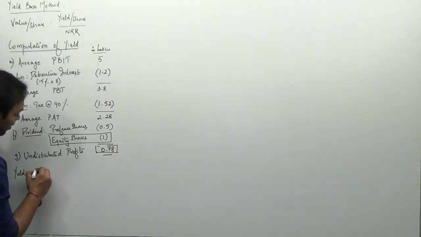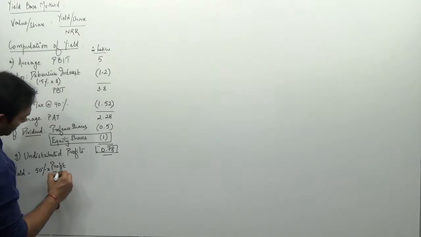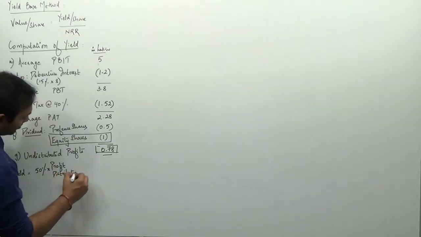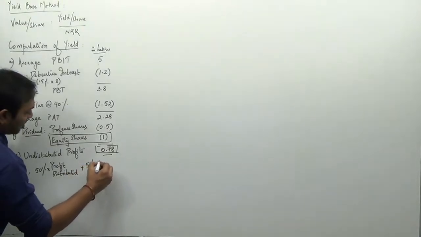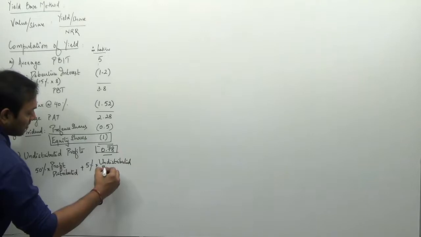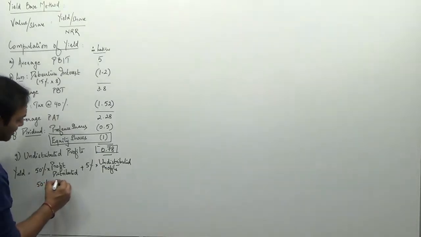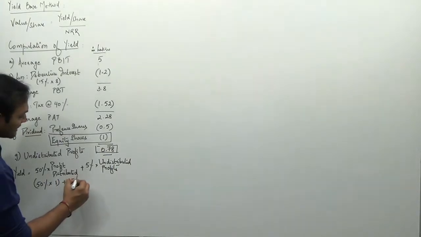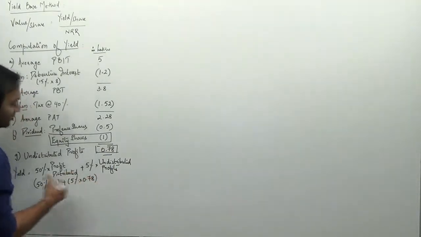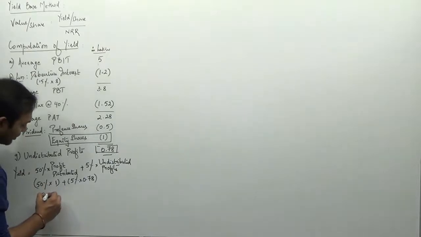Yield is equal to 50% of profit distributed plus 5% of undistributed profits. Calculate. 50% of profit distributed to equity shareholder is 1, plus 5% of undistributed profit 0.78. So this should be 0.5 and this should be 0.039. 0.539 is your answer.